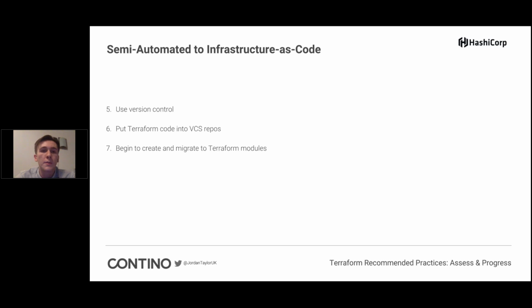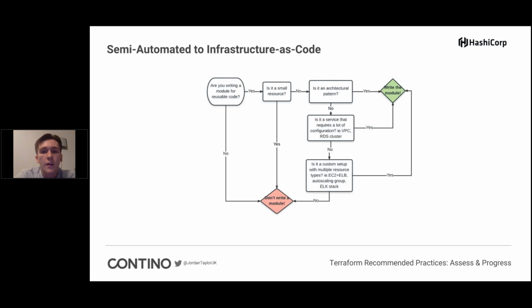Most people would already be using version control as soon as I mention the word code. But if you haven't already, everything when it comes to configuration code or infrastructure code should be in version control. Put all of your Terraform configurations into a version control system, and then you should also look to start moving to Terraform modules. Just to illustrate the Terraform modules approach, when should you actually write a module?